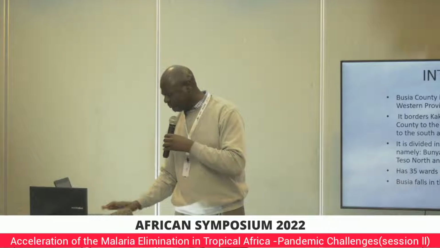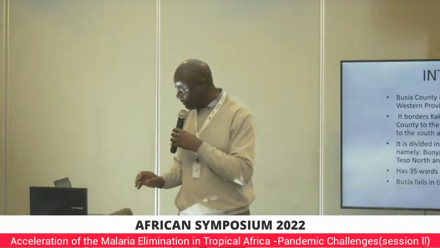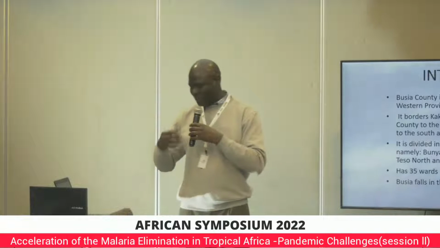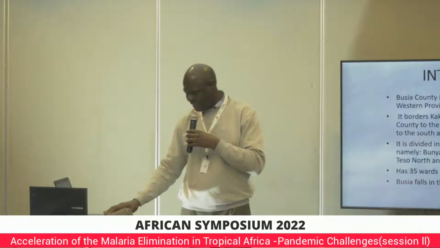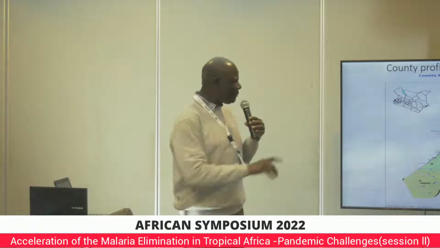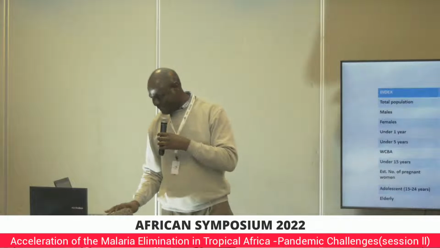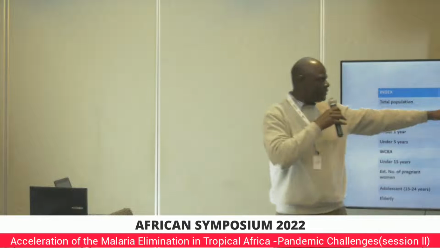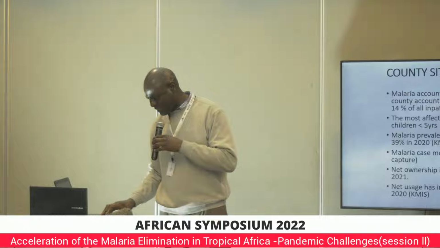Busia County, you all know, is one of the 47 counties in Kenya. It borders Uganda, so you can explain why Busia still has the highest burden at 39% prevalence. That's the map. I hope it is moving. This is the beautiful map of Busia. On this statistic, the most important thing is the total population of 964,000. It will be important when we discuss the cases.